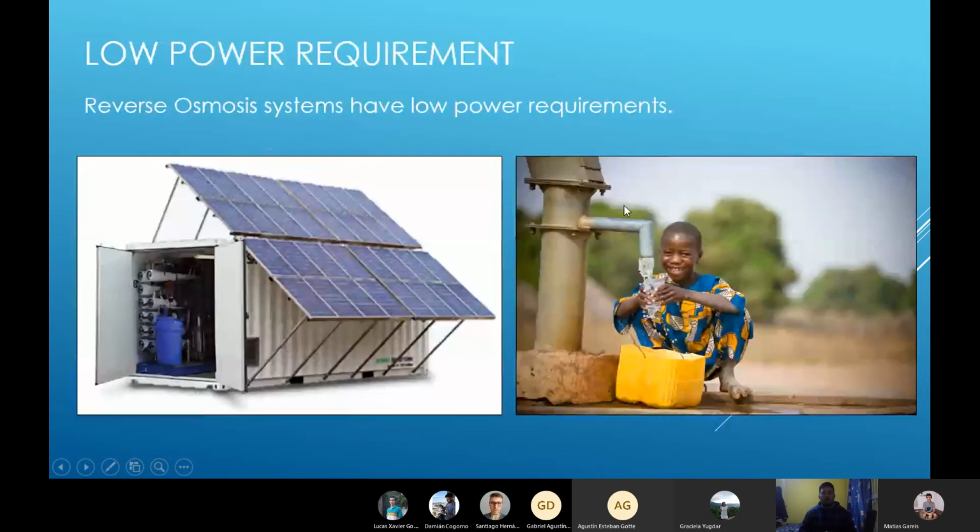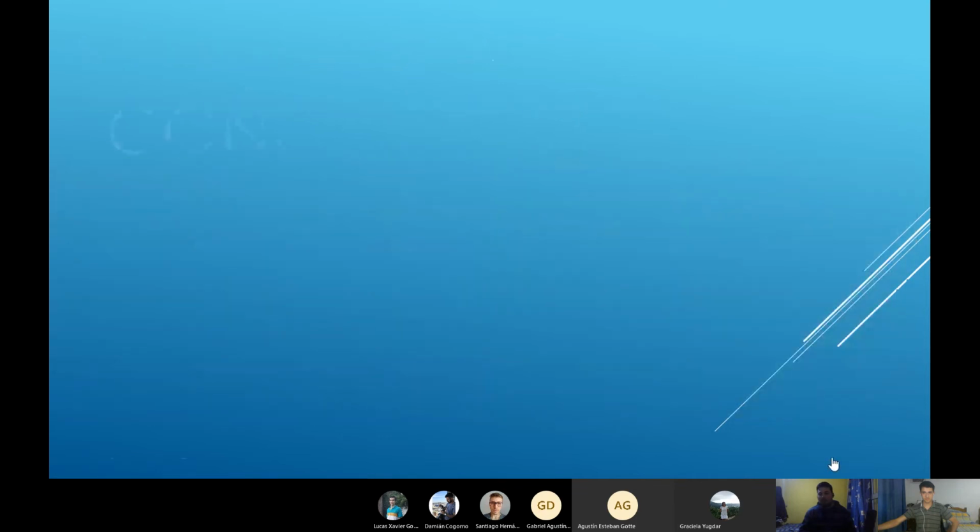And finally, the last advantage is the low power requirements. Only the water pump needs electricity to run. For these reasons, the reverse osmosis system can be powered by solar panels or another clean energy. For this reason, this system can be used in the rural areas of the Argentinian littoral to purify the groundwater. Now my partner Matias continues with the presentation.